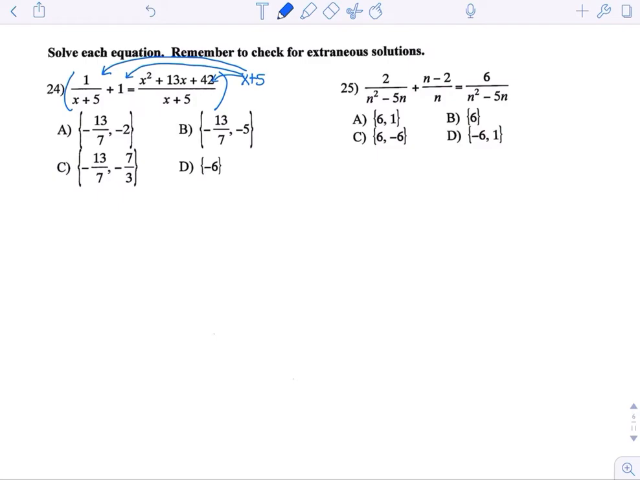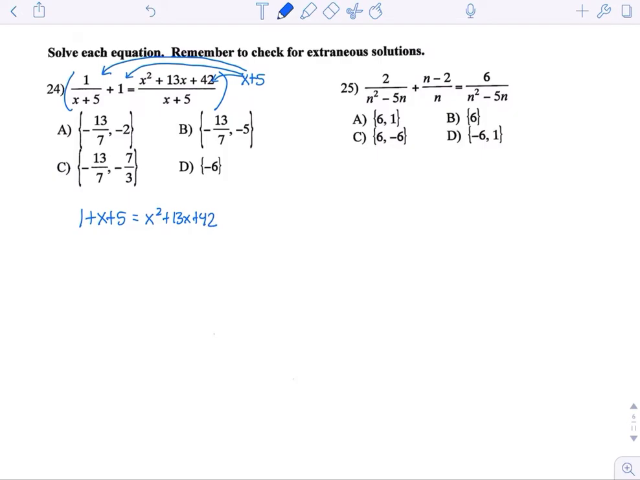Alright, so when you guys multiply this one by x plus 5, the x plus 5s are going to cancel, which means you only get a 1, because that's the numerator, right? Okay, when you multiply x plus 5 times this one, nothing cancels, so all you're going to get is x plus 5. When you guys multiply this one by x plus 5, the x plus 5s will cancel, which means the remainder is just the numerator, so x squared plus 13x plus 42.